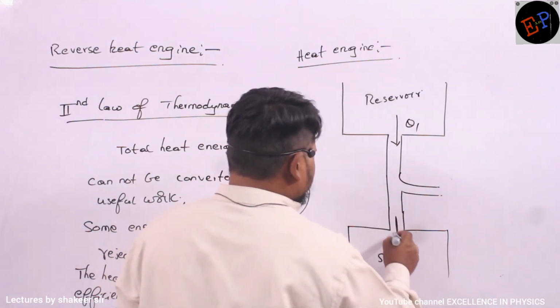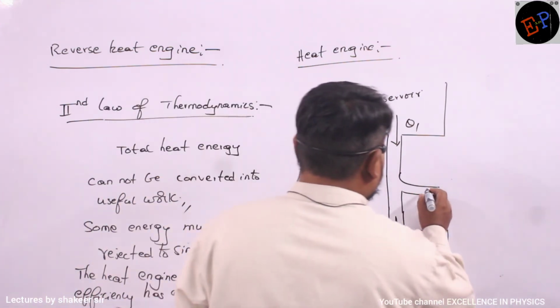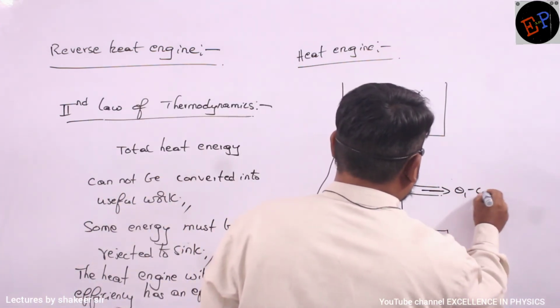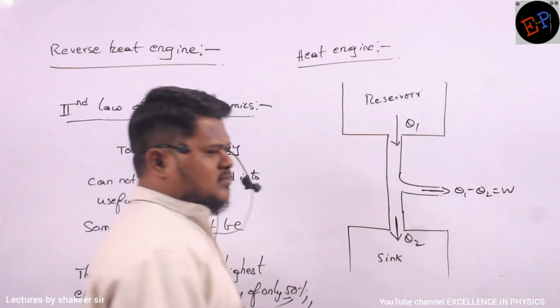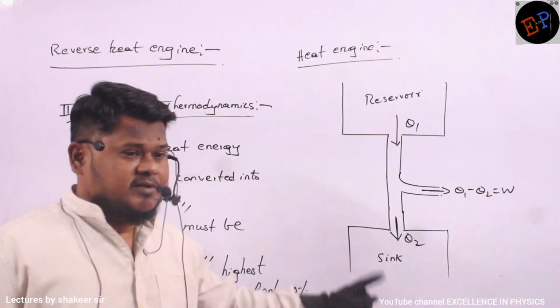So what is the amount of energy which is rejected to the sink? Q2. Then what is the amount of useful work done? Q1 minus Q2 is equal to W. This is the amount of useful work which is done. So this is the concept of a heat engine.